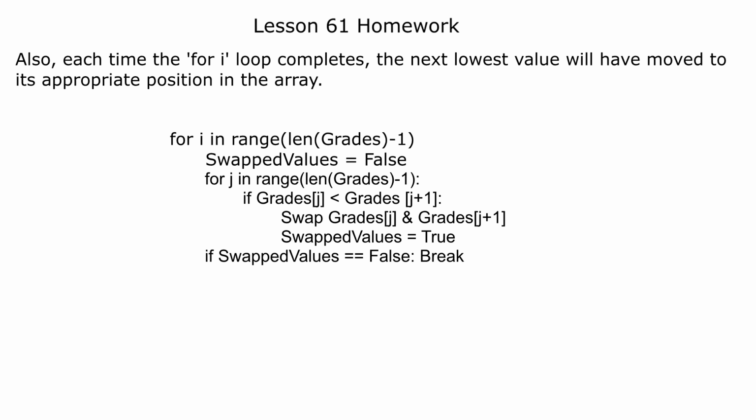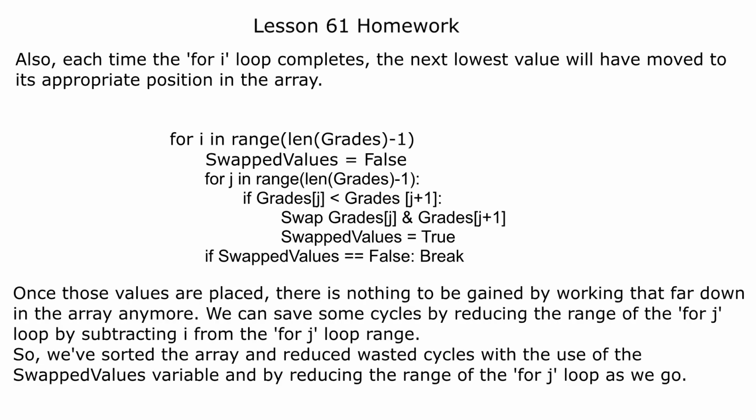Also, each time the for-i loop completes, the next lowest value will have moved to its appropriate position in the array. Once those values are placed, there's nothing to be gained by working that far down in the array anymore. We can save some cycles by reducing the range of the for-j loop by subtracting i from the for-j loop range.